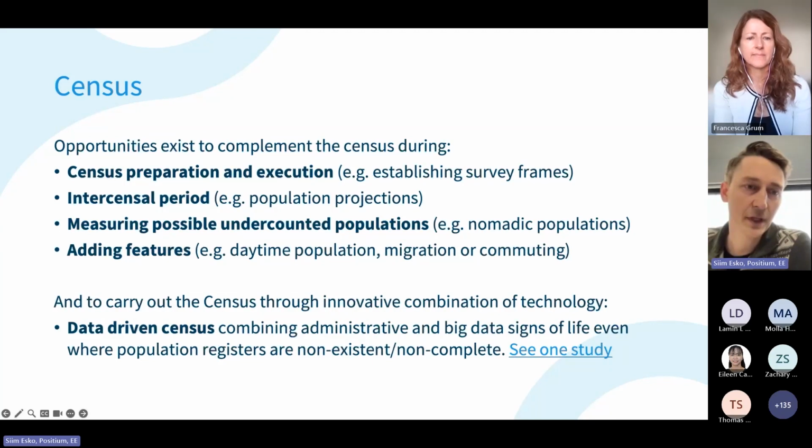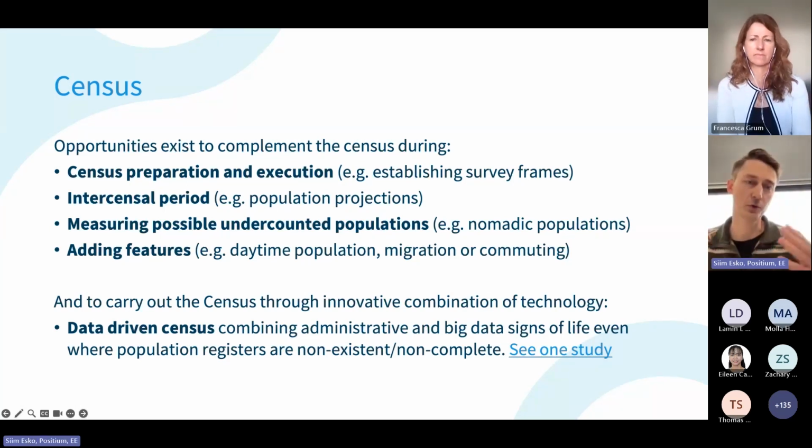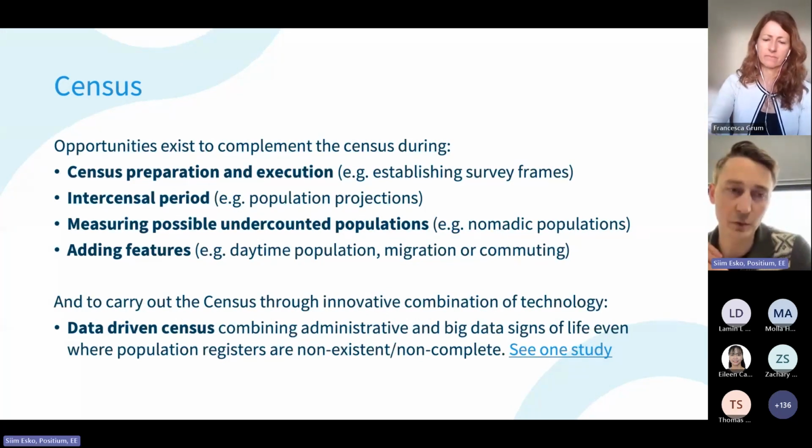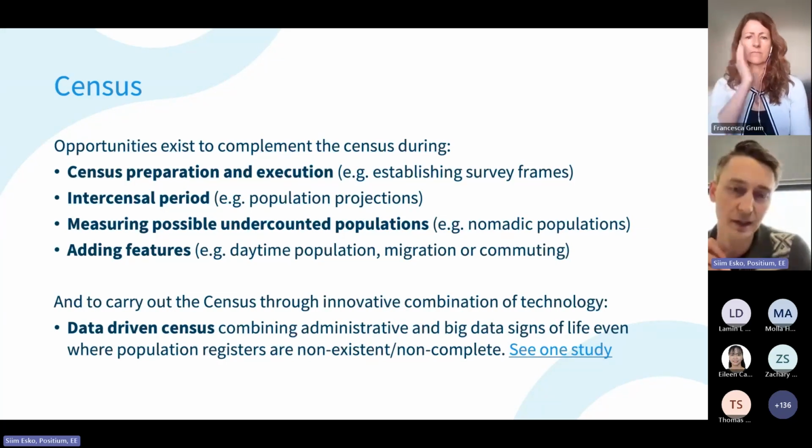So I will not focus on these, rather just point out that apart from everything you've seen, there's a future that is being delivered right now to create a wholly data-driven census combining administrative and big data. So if we think about both administrative and big data having signs of life of each individual person, then even when we have countries where population registers do not exist or are not complete, these methods have shown to create positive results that could lead in the future to a wholly data-driven census.